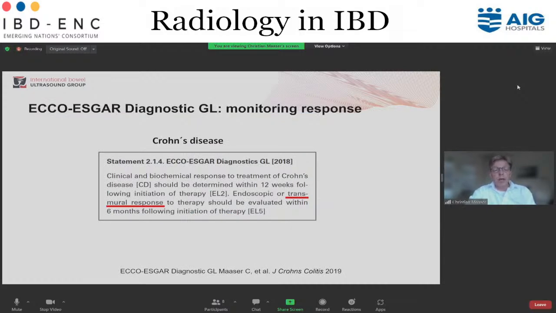Now, how should we do it within treating our patients? For Crohn's disease, the ECCO statement suggests clinical and biochemical response to treatment of Crohn's disease should be determined within 12 weeks following initiation of therapy, and then an endoscopic and transmural response should be evaluated within 6 months.